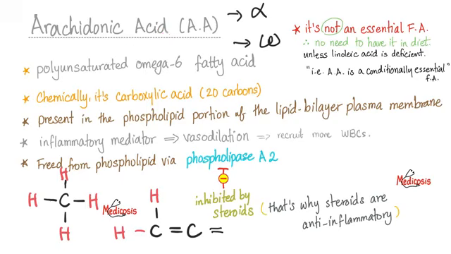How come? Your body can make it from phospholipids. Where are the phospholipids? In your cell membrane. And when it comes to cells, you have trillions of them.